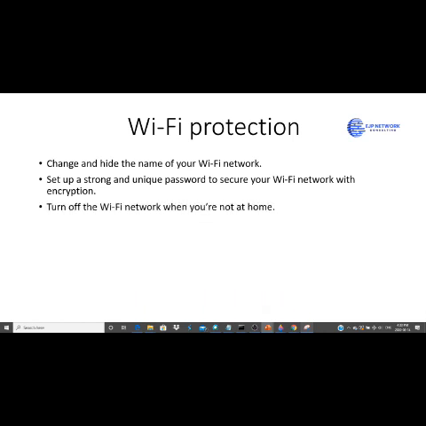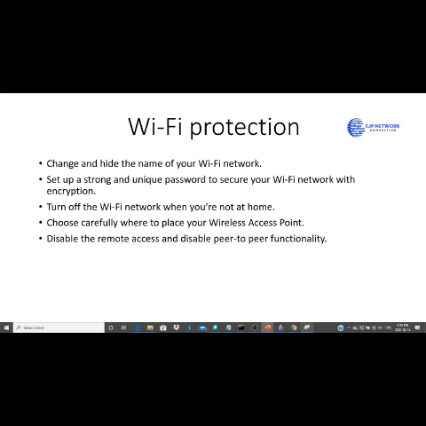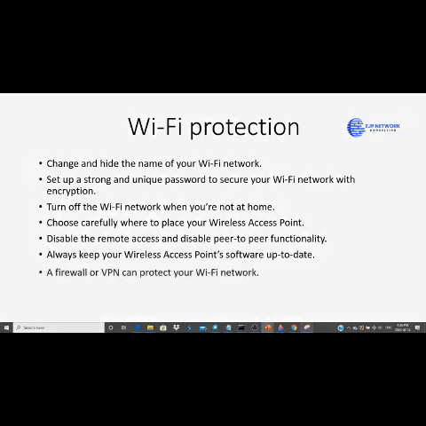Next, you can also turn off your Wi-Fi network if you are not at home. You can also choose carefully where you put your wireless access point. You can also disable remote access and disable or deny peer-to-peer functionalities. Always make sure that the firmware of your access point is up to date. Also, you can use a firewall or VPN to protect your Wi-Fi network. And you can also change your default IP address.